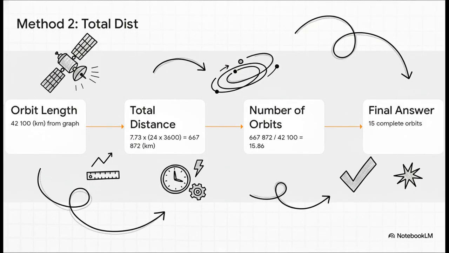And here's method 2, which is just as good. This proves there's often more than one way to solve a problem. In this one, you start by calculating the total distance the satellite flies in 24 hours. Then, you just divide that massive number by the length of a single orbit. And what do you know? You get the exact same number, 15.86.